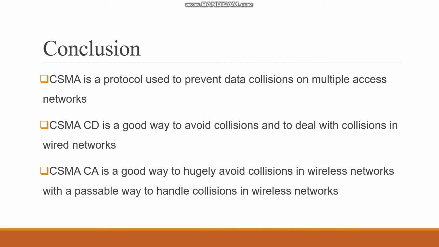In conclusion, CSMA is a protocol used to prevent data collisions on multiple access networks. CSMA/CD is a good way to avoid collisions and to deal with collisions in wired networks. CSMA/CA is a good way to hugely avoid collisions in wireless networks, with a possible way to handle collisions in wireless networks.